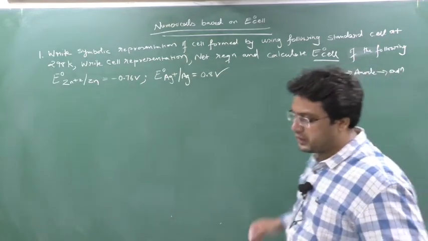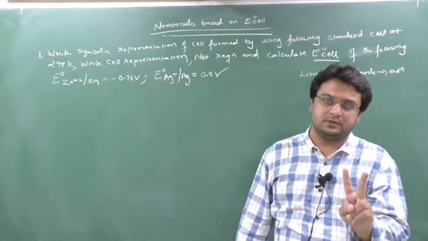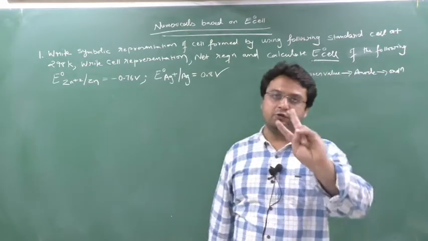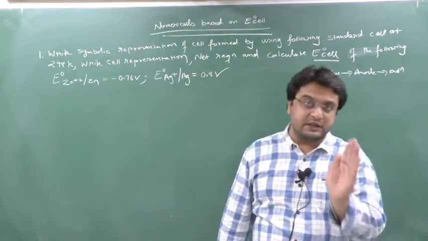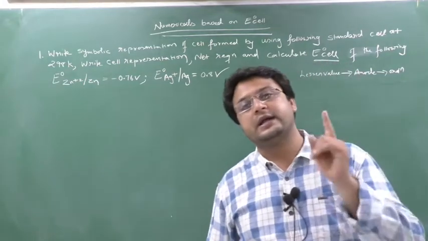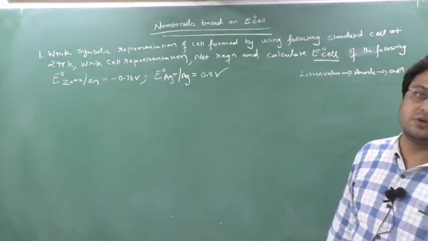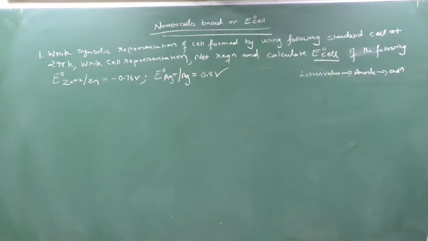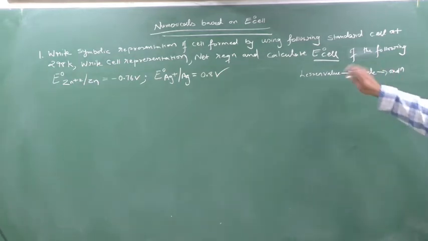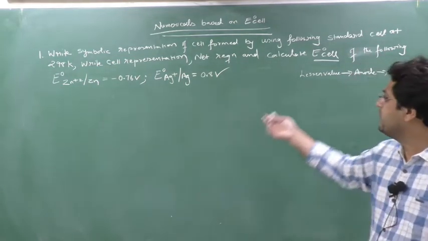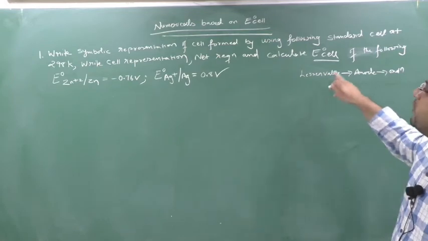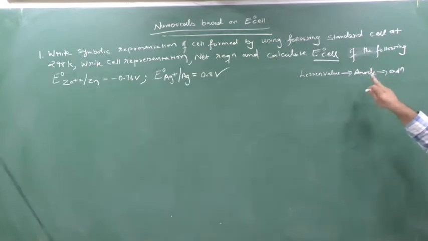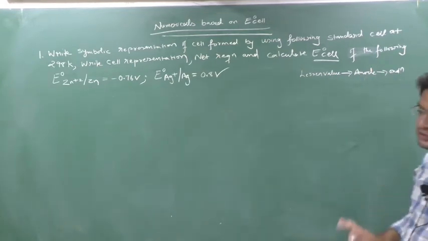There are two values given, two half cell values. The half cell which has the lesser potential value is known as the anode. At anode oxidation occurs, and oxidation means loss of electron, this you know. So the lesser value will always act as anode. At anode oxidation occurs, and oxidation means loss of electron.